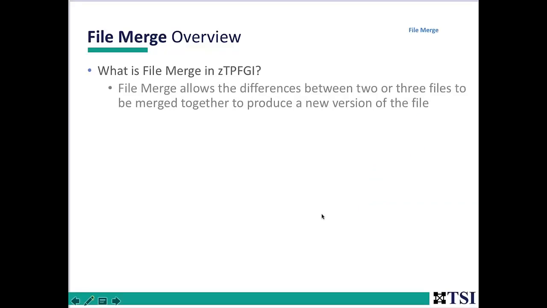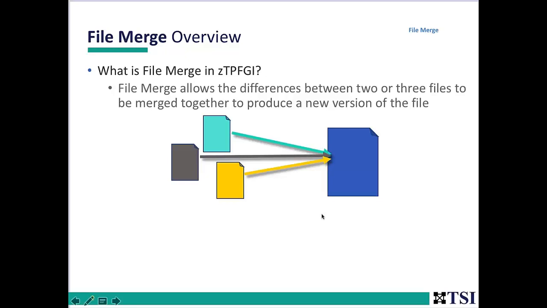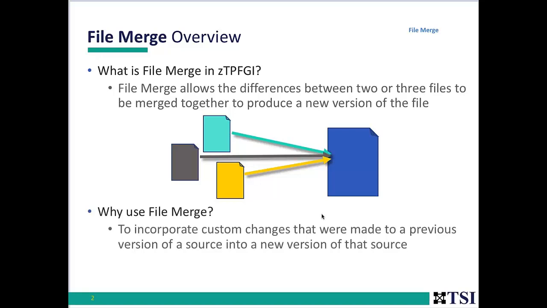So what is the file merge feature? It allows the differences between two or three files to be merged together to produce yet another file, which we call the output file, which is like a new version of those two or three files, incorporating the differences that you wanted to be incorporated into that other file. So why would you use this feature?